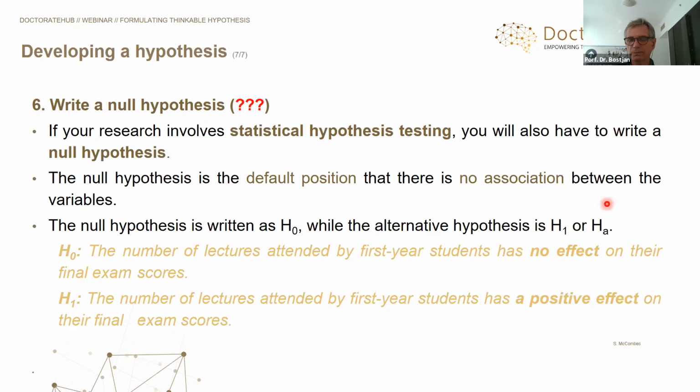On the other side, the hypothesis predicts that there is an association, a relationship between the two variables. So the null hypothesis would be, in this case, there is no effect on their final exam scores. And the actual hypothesis we would like to test is there is a positive effect on their final exam scores. That's the way we write the hypothesis. Any questions?